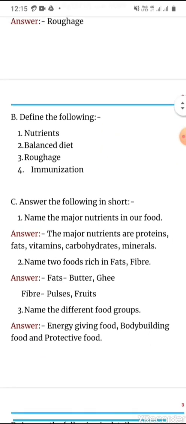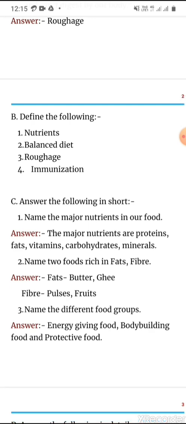Now third question is, name the different food groups. Means you have to tell the types of food. Energy giving food, bodybuilding food, and protective food.